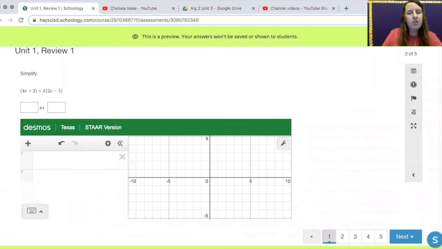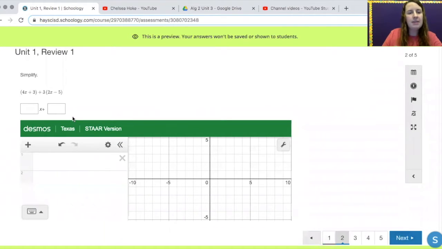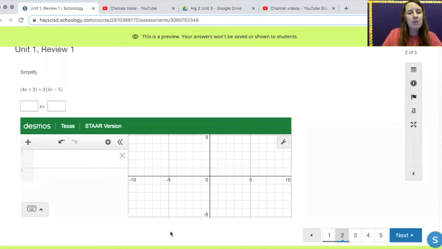Okay, question 2 is going to ask us to do the same thing, simplify. Only this one, we've got to distribute first. We've got to distribute or rainbow this 3 to everything in the parentheses. So 3 times 2x is 6x. 3 times negative 5 is going to be negative 15. So we rewrote the second part. Now I'm going to combine the like terms.